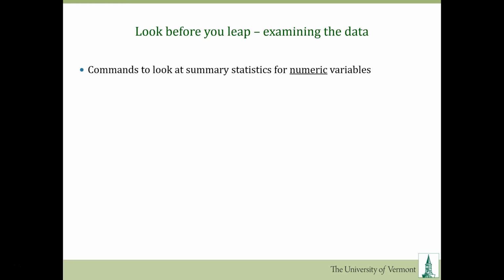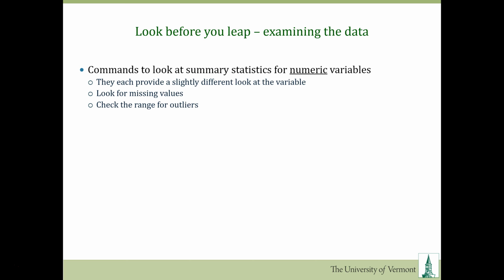Well, let's take a look at the data themselves, inspect the actual data, so look before you leap. Commands to look at summary statistics for numeric values, we'll go over a couple of them. They each provide a slightly different look at the variable. In particular, what we want to do is look for missing values, and we want to check the range for outliers. It's also a good idea to look at the central tendency. One great method is a command called codebook, which you can then, after the codebook command, enter any variables, one or more that you like.